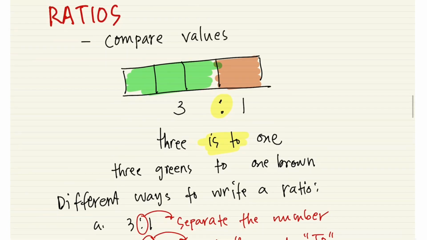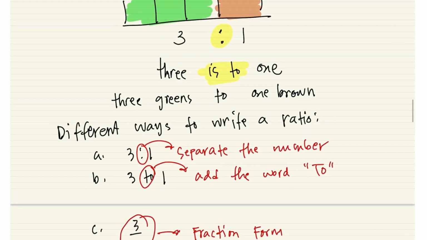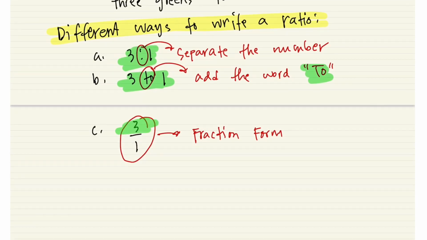Okay, let's review. Ratios are used when we try to compare values. There are different ways to write a ratio. The first one is to separate the numbers by a colon. Next, they are separated by the word "to". And the third one, you write them in fraction form.